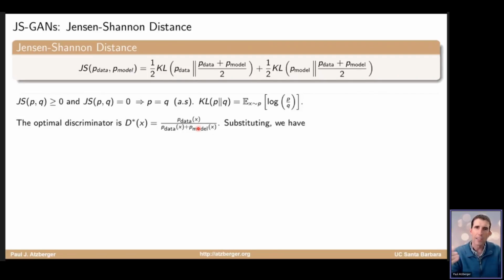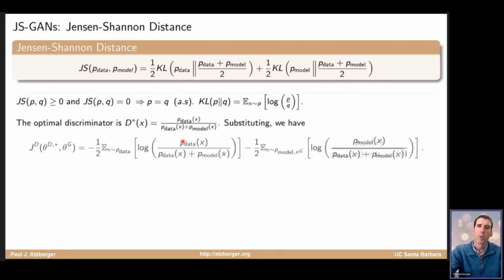Well, if you go through this analysis using that synthetic data distribution, you can work everything out analytically, plug this into the loss as I've done down here, and when you work it all out, you realize that this is going to be an averaging of the Kullback-Leibler divergence of p data with respect to the average distribution, plus 1/2 p model with respect to the average distribution.